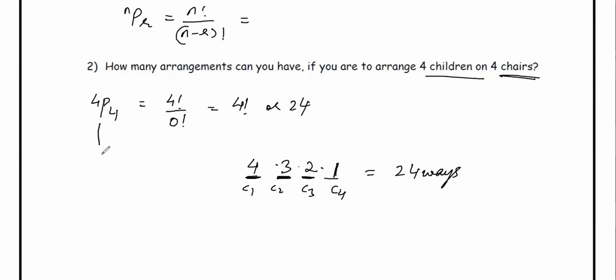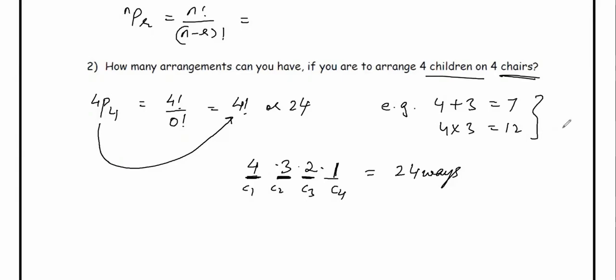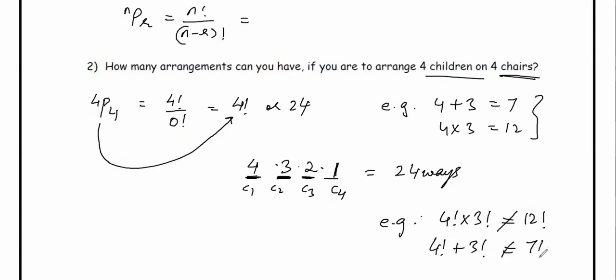One more thing you need to remember is that 4P4 simply means 4 factorial. Permutations is not the same thing as multiplication or addition. For example, 4 plus 3, we know it's 7, and 4 into 3 is 12. It does not work in permutations. 4 factorial into 3 factorial is not 12 factorial, and 4 factorial plus 3 factorial is not 7 factorial. It doesn't work that way. Got it? Remember that.